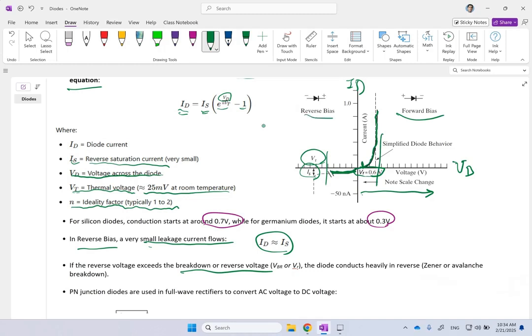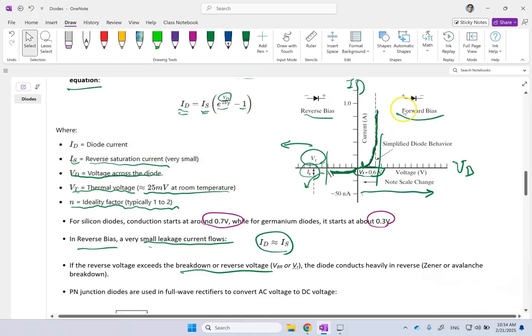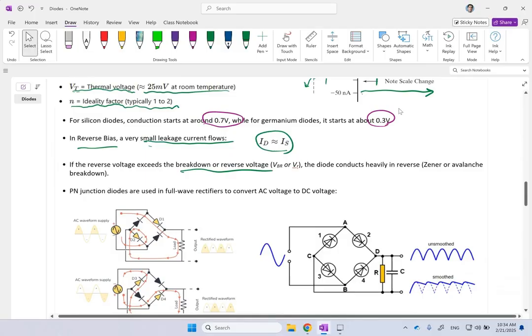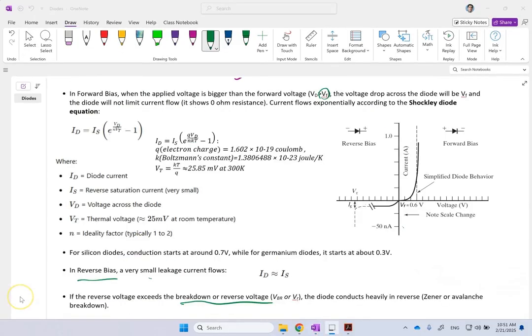After that, as I said, after this point, you're going to see that the behavior from this point onward to the left is going to be different, and we're going to discuss that separately. But this is the current-voltage behavior that you see from a PN diode. Okay? So before I move on, I wanted to show you another equation that you might see here and there.